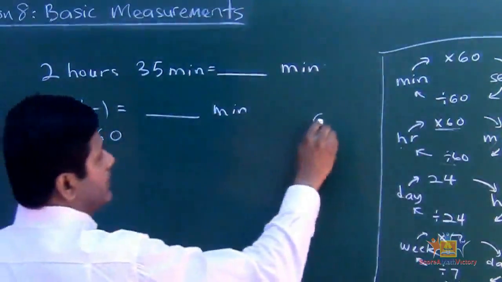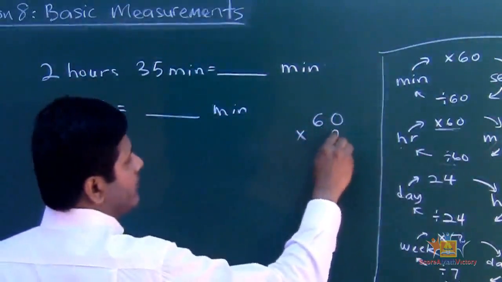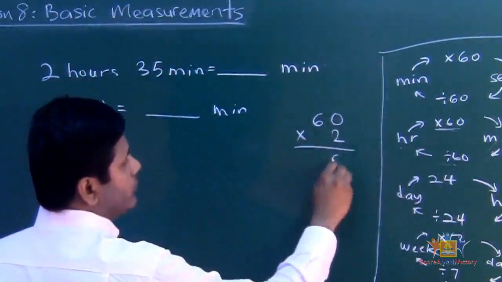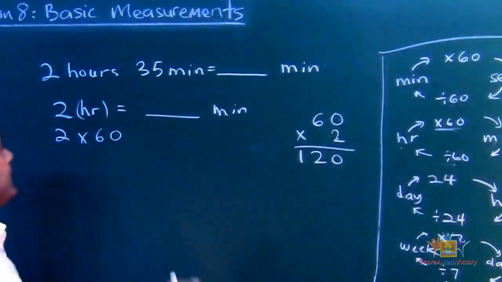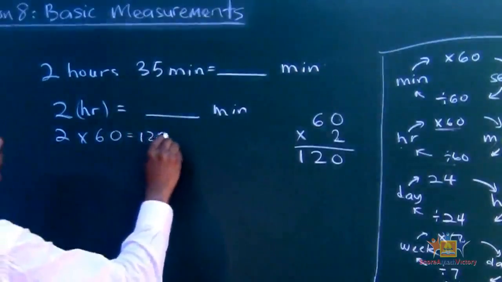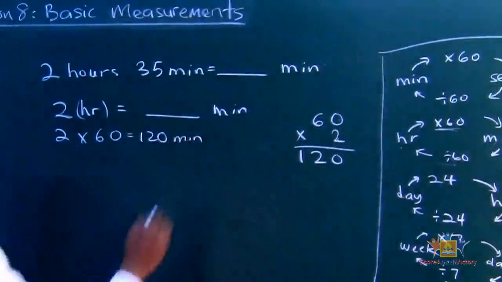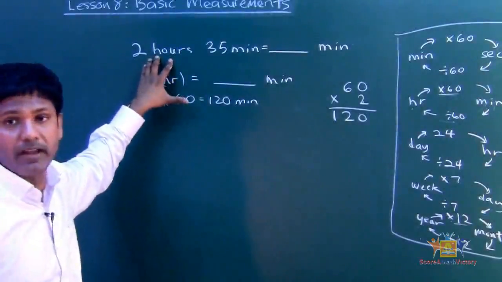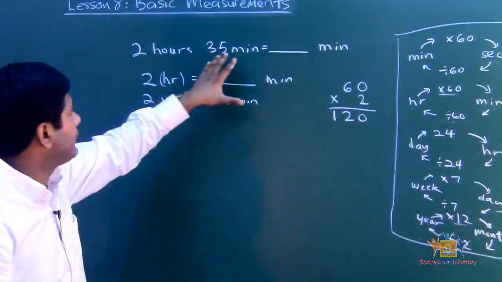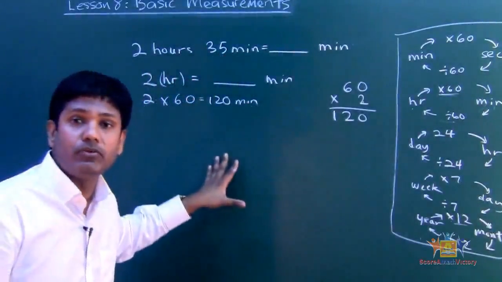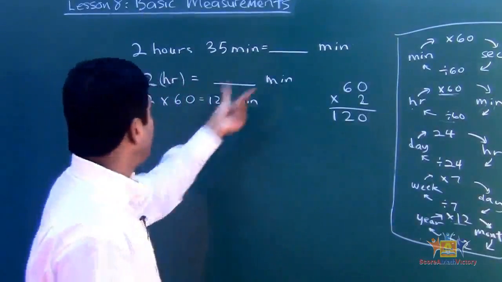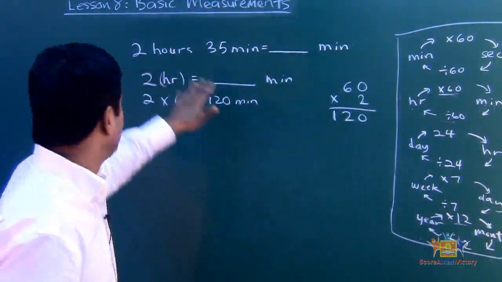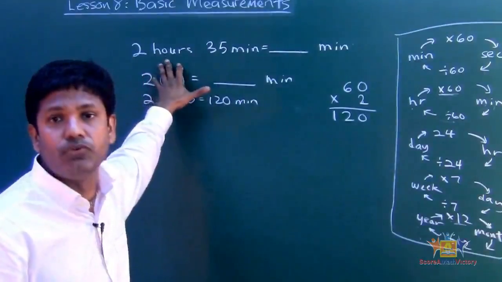Alright, we can use a long multiplication method, 60, and then line it up with 2. 2 times 0 is 0, 2 times 6 is 12. That gives me 120. So that gives me 120 minutes. Okay, now remember, we only converted that 2 hours. We also got the 35 minutes to add on to it. So be careful, pay attention to that. Don't forget that. If you put 120 minutes, that's wrong, because you're only representing the 2 hours.